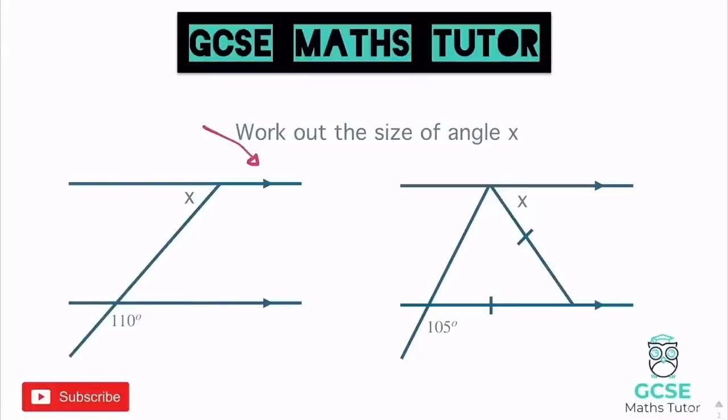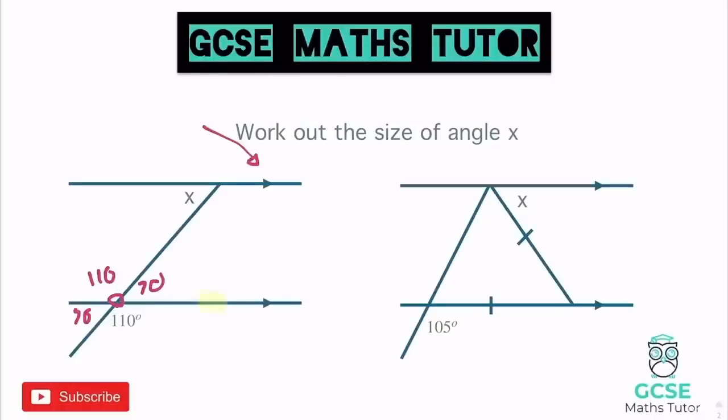So if we look at this one on the left here, 110, there's lots of angles we can find now. So all around this point here, we can find all of these angles. Vertically opposite the 110 is also 110, and then next to the 110 on the straight line there, remembering angles in a straight line add up to 180, these would all be 70. There we go. So it's up to you really how you actually find this final one.